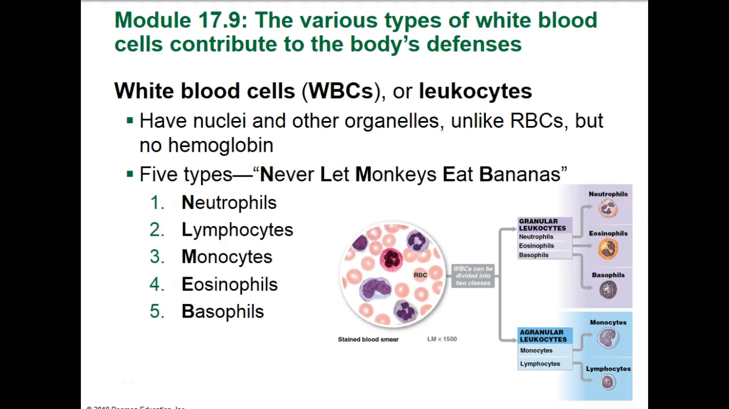Okay, so we're continuing with 17.9. I'm going to finish this chapter out. And we want to talk about the different types of white blood cells. In laboratory, you've been introduced to this, and as a matter of fact, if you've had your first quiz, you've already had to memorize some of this.